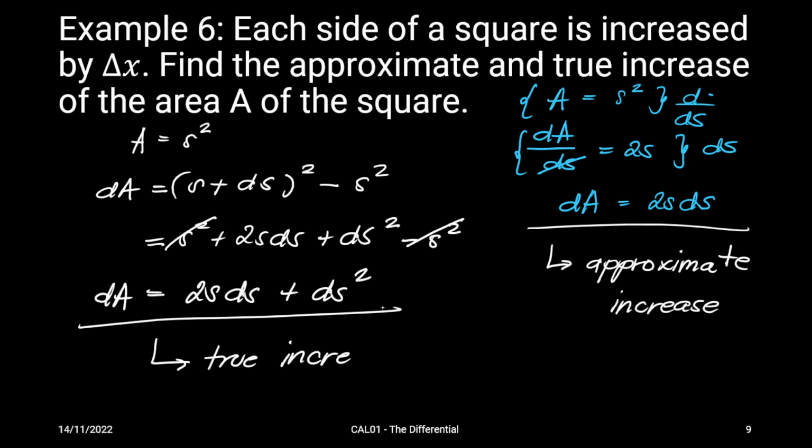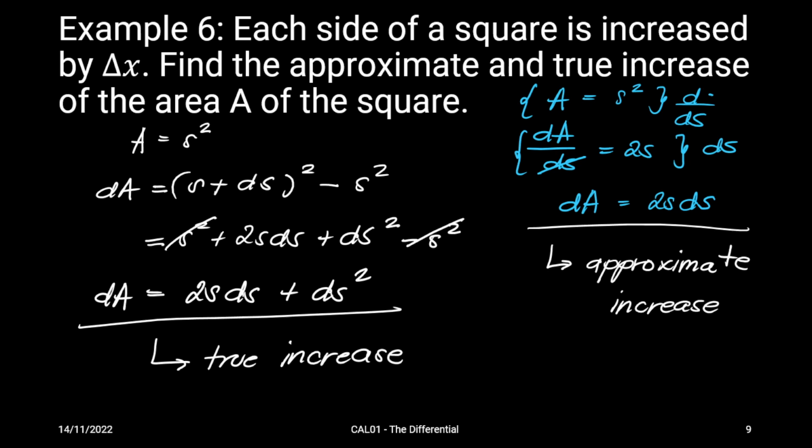So why do we have a true increase and an approximate increase? Remember, ds is a very small change. Even more so when we square it, say 0.01, it becomes 0.0001, even smaller. That is why there is an approximate and a true increase. For the approximate, we are disregarding the very, very small added change. In the true increase, we are considering all of that.